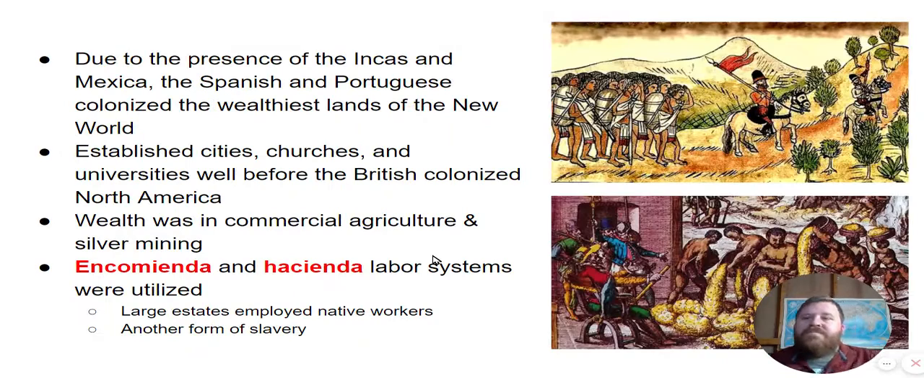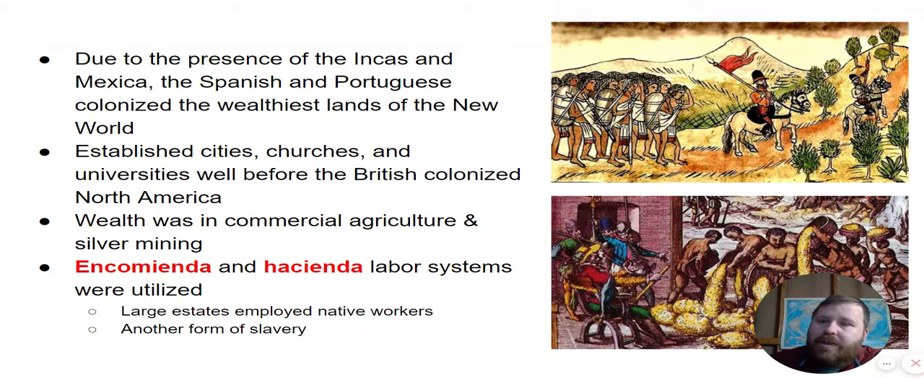All right. Due to the presence of the Incas and the Mexica, which is a native tribe around where Mexico is today, the Spanish and Portuguese colonized the wealthiest lands of the New World. Sorry, I forgot for a second. The Mexica is actually the name for the Aztecs. So the Mexica and the Aztecs are actually the same people. I believe they actually called themselves the Mexica. If I'm remembering my details right, the Spanish called them the Aztecs.